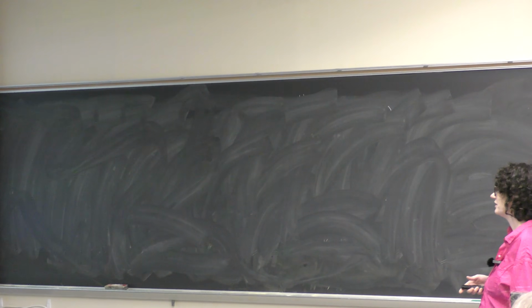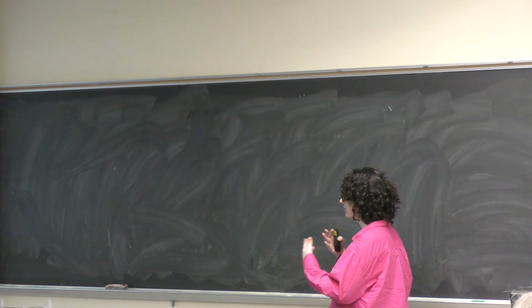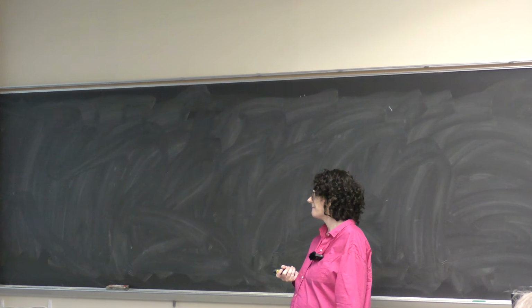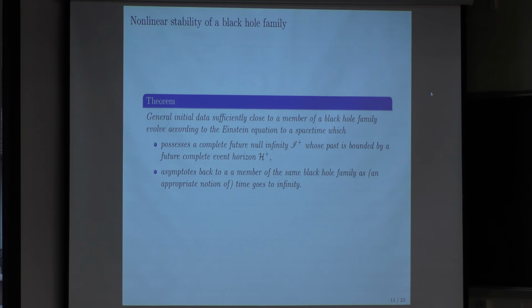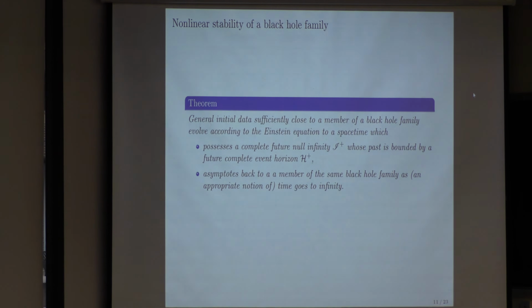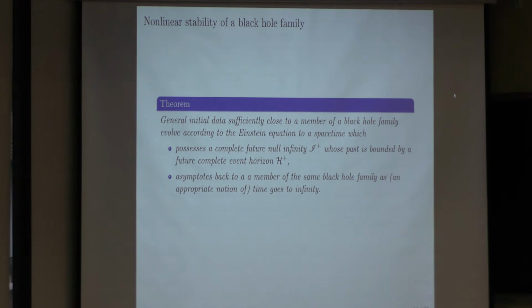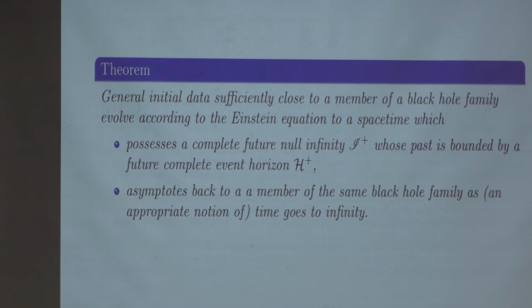This is the proof of Minkowski space. Now, what is the theorem of something that I will talk about today, the nonlinear stability of a black hole family? Well, here you can pick any black hole family you want, so Schwarzschild or Kerr. In particular, I will talk mostly about our result in Kerr.